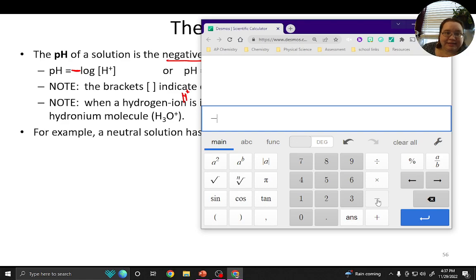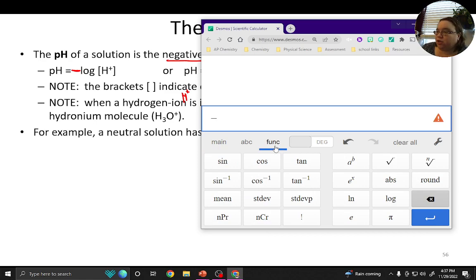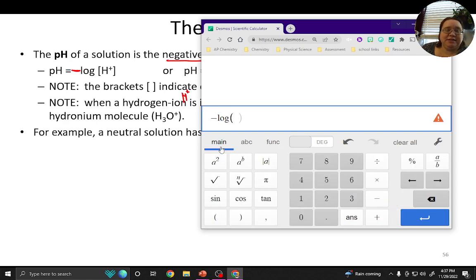Well, I hit minus. That gives me my negative sign. And then I come over here to function, F-U-N-C. And when you click that, you will see log. So we are hitting log. Now that I don't need my log anymore, I'm going to come back to the main and actually type in the rest of the calculation.